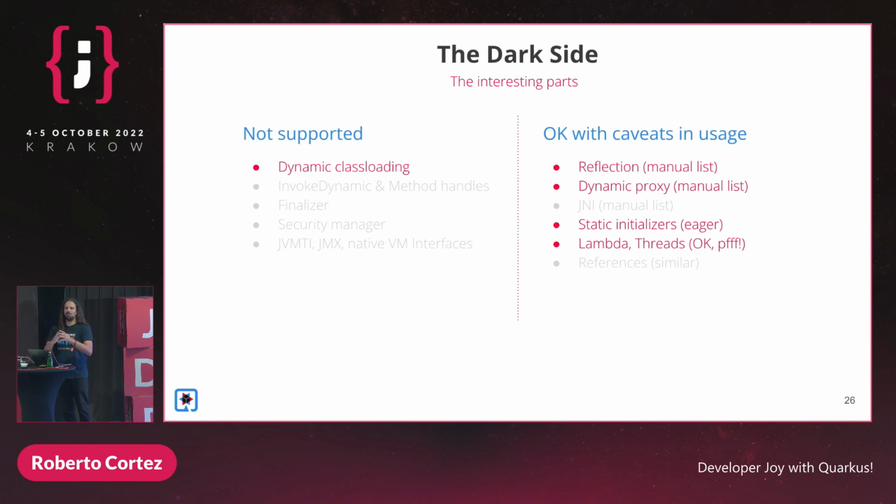The goal is to try to slim down the native image as much as possible, of course, to be more performant and have a smaller disk size. And then there are other things that are not complete and that are not supported at all, like dynamic class loading. I mean, a native image is a closed world view of your application, right? So you're not able to load stuff like we do on the JVM.